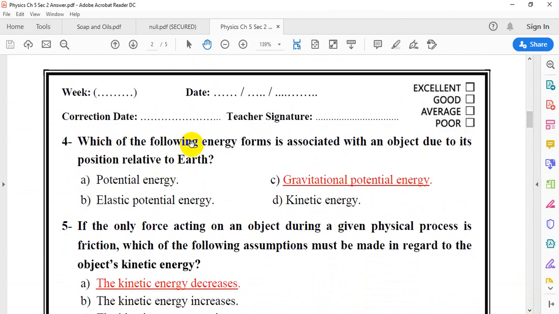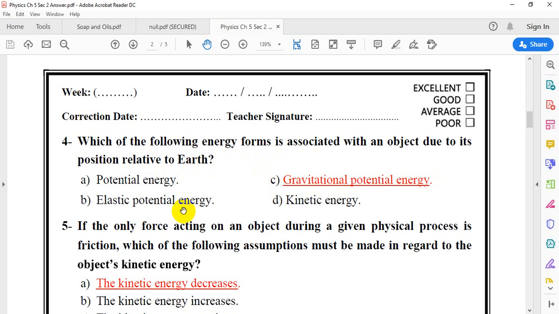4. Which of the following energy forms is associated with an object due to its position relative to the earth or to the ground? A form of potential energy related to the earth or the ground or gravitational source is called gravitational potential energy.